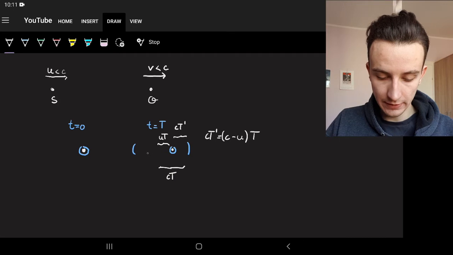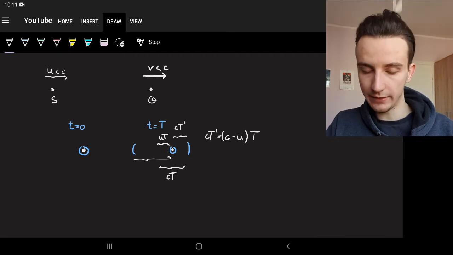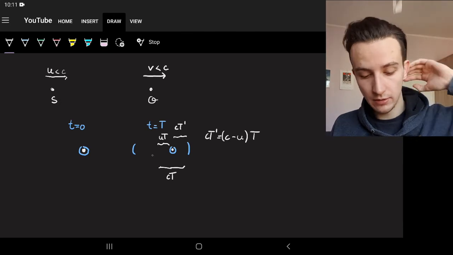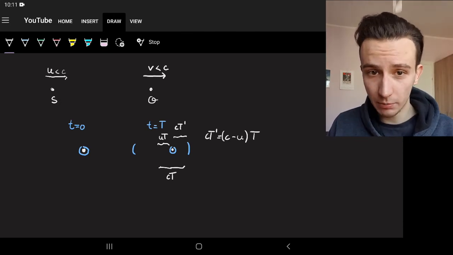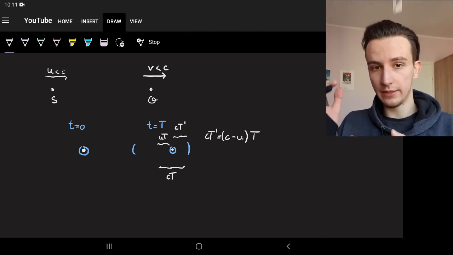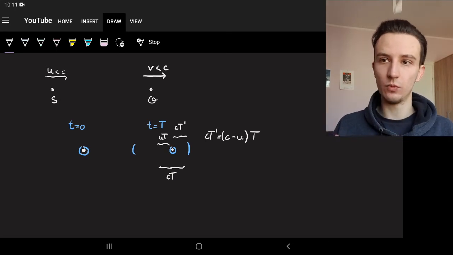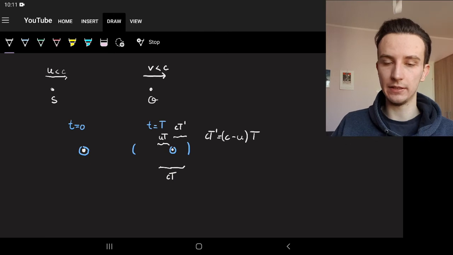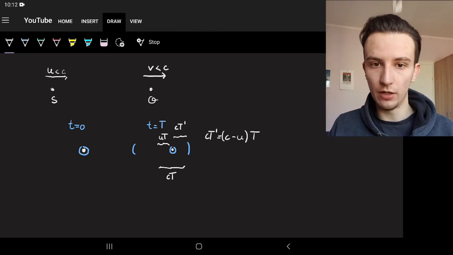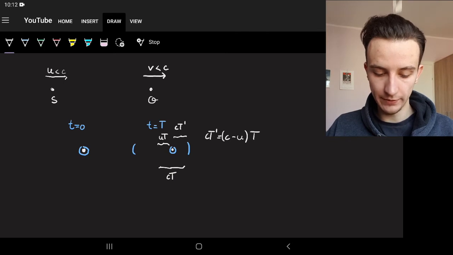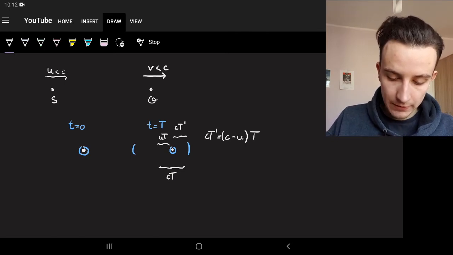This would be cT prime if we were looking in the other direction. And indeed, every source makes two Doppler effects in one dimension. One that is observed on the side where it's coming towards, and one that is observed on the side that it's leaving, right? And the two are anti-symmetric with respect to the sign of the speed. So this is what we get.